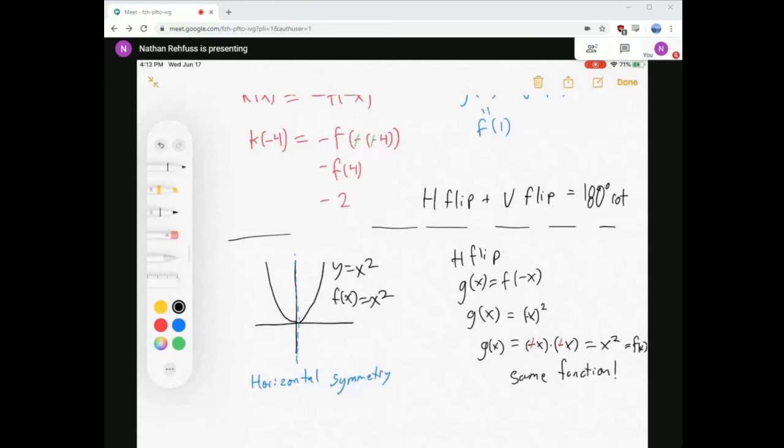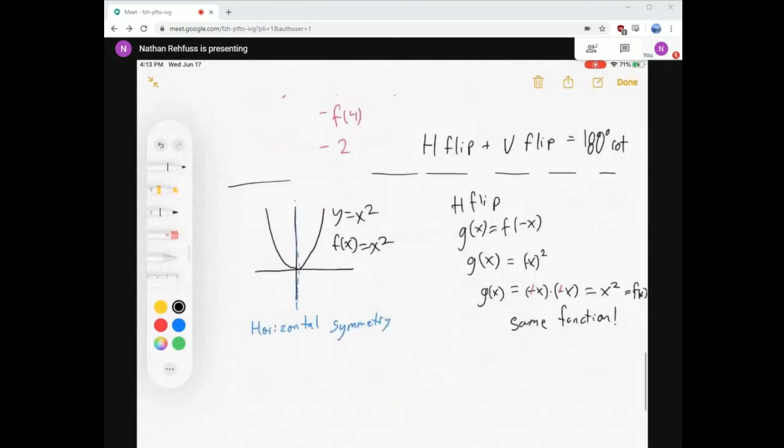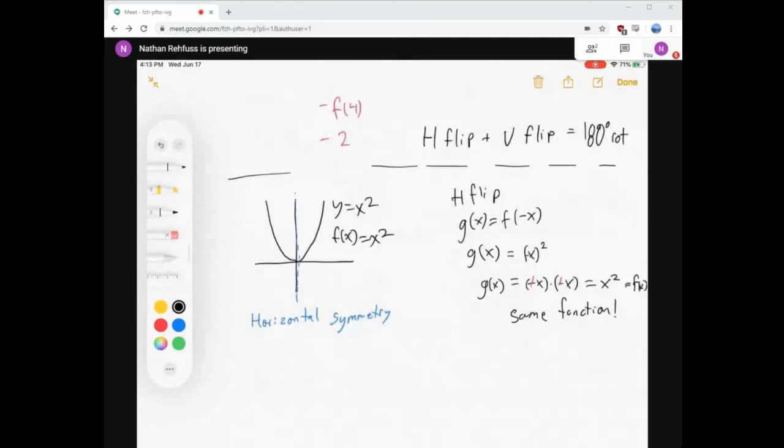So there's another kind of symmetry I want to talk about. Before I do, I just want to point out something.